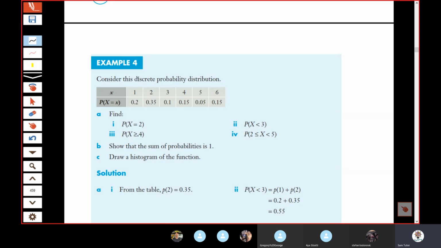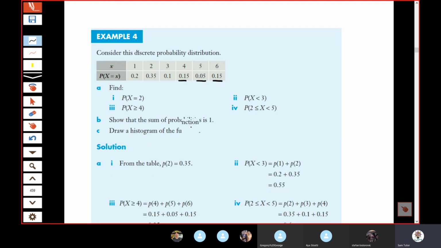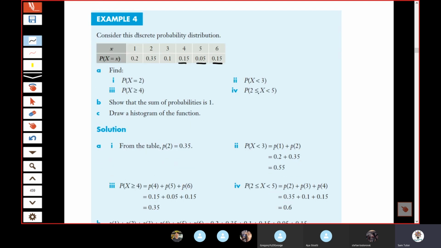What's the probability of x being greater than or equal to 4? That would be this plus this plus this, right? That means picking up 4, 5, or 6. And then what's the probability of picking a number between 2 inclusive and 5 not inclusive? That means 2, 3, and 4, which would be 0.35 plus 0.1 plus 0.15, which is 0.6.